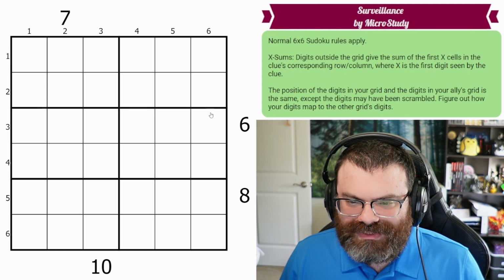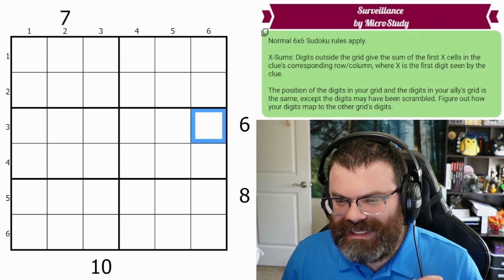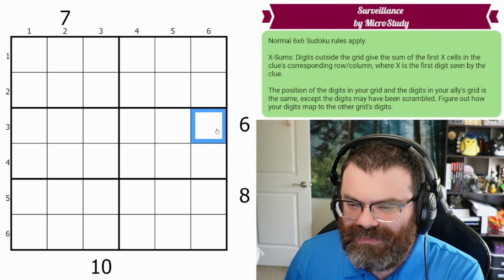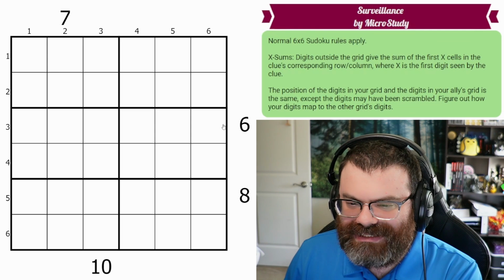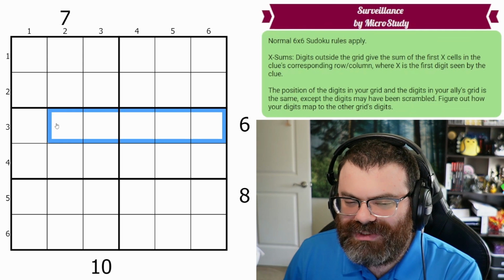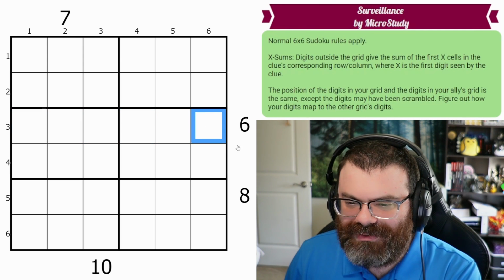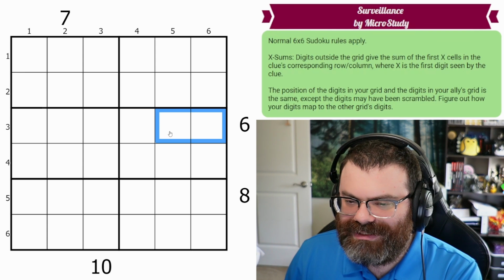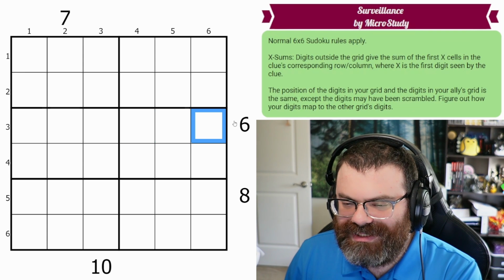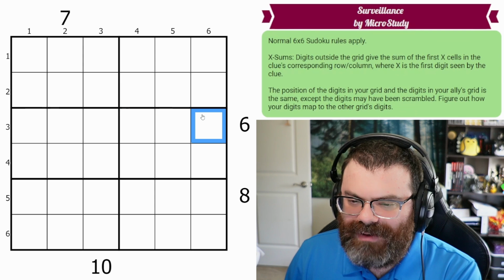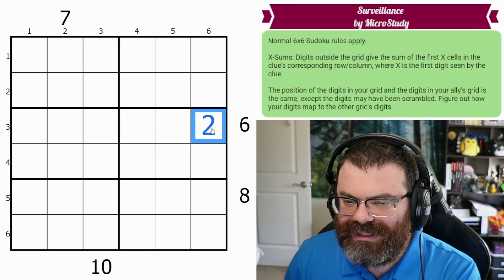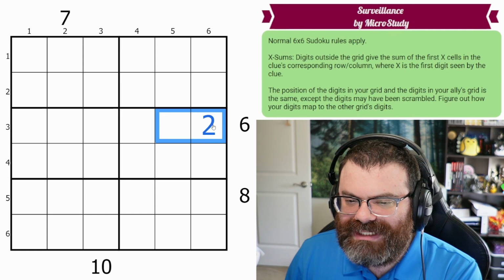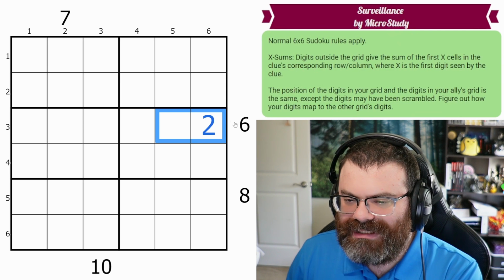Now with X sums, it seems complicated, but it's not that complicated. Basically, we're going to be adding to that number. So here, this adds to 6. But we don't know how many cells we're going to use to add to 6. So for example, if we use 2 cells to add to 6, then this digit next to the 6 tells us how many cells we're going to use. So we would put a 2 there. And then that means these 2 cells, including this 2, need to add to 6. So I would do 2, 4.